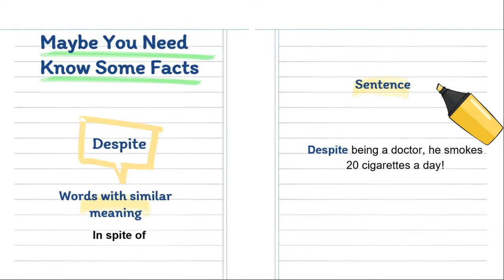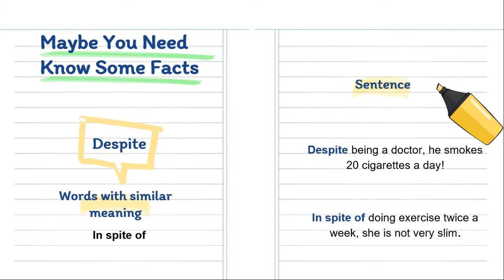And now, maybe you need to know some facts about despite. So the word despite has a similar meaning to in spite of. It is easy if I give you an example sentence. Despite being a doctor, he smokes 20 cigarettes a day. How come it happened? Despite being a doctor, he knows he has to maintain health, but he smokes 20 cigarettes a day. So this is the use of despite.